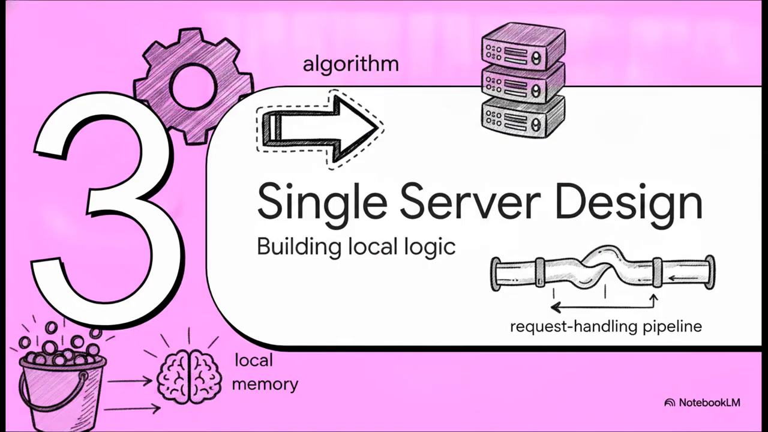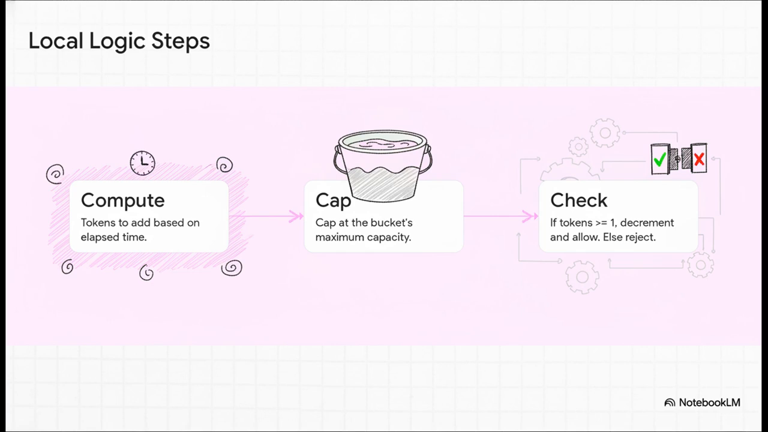All right, step 3, the single server design. Let's figure out how to build the local logic. With our API designed as middleware, meaning it sits right at the top of the request handling pipeline, running before any heavy business logic, the underlying code is remarkably elegant. We'd keep an in-memory hash map linking a user ID to a token count and a last refill timestamp.